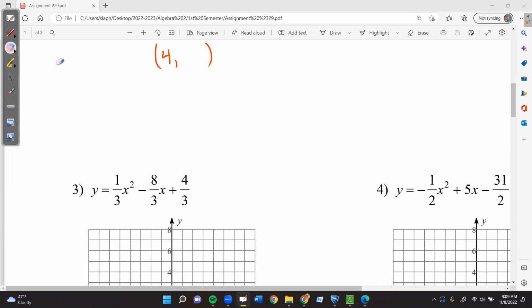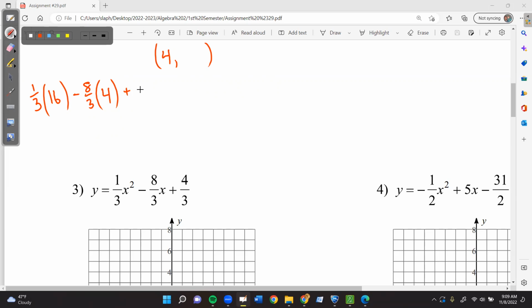So now we have to take our 4 and plug it back into the problem. I'm going to show some work here. It's going to say 1/3 of x squared. What's 4 squared? So I'm going to put 1/3 times 16 minus 8/3 times x, and in place of x, I'm just going to put 4. And then I'm going to put plus 4/3. Anyone panicking yet? You okay?